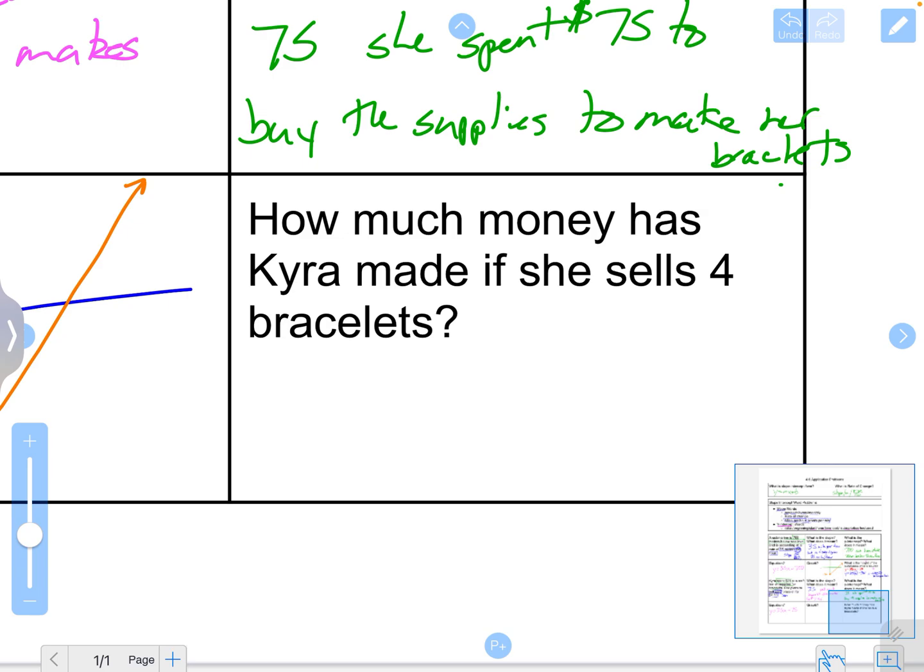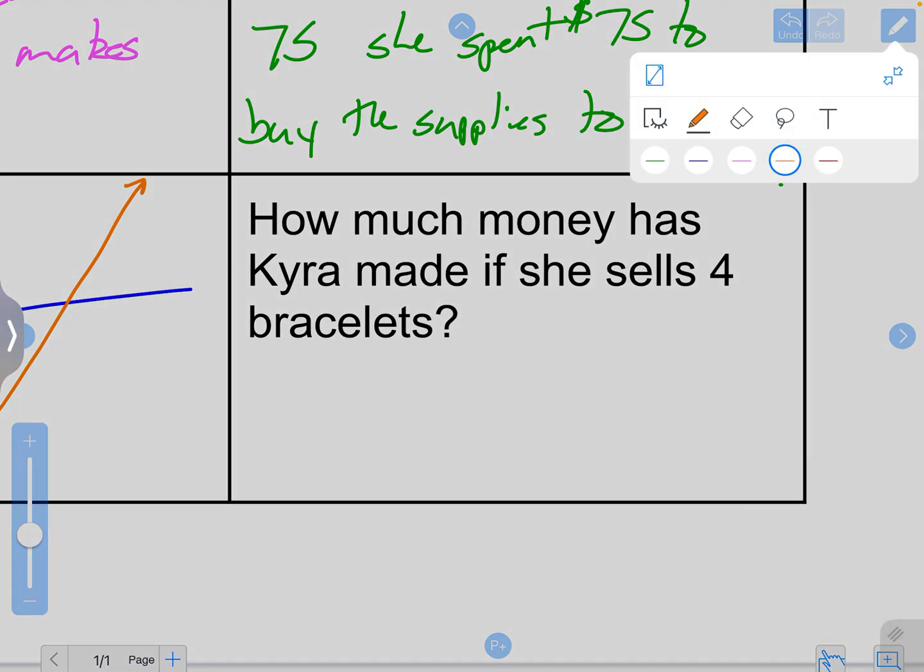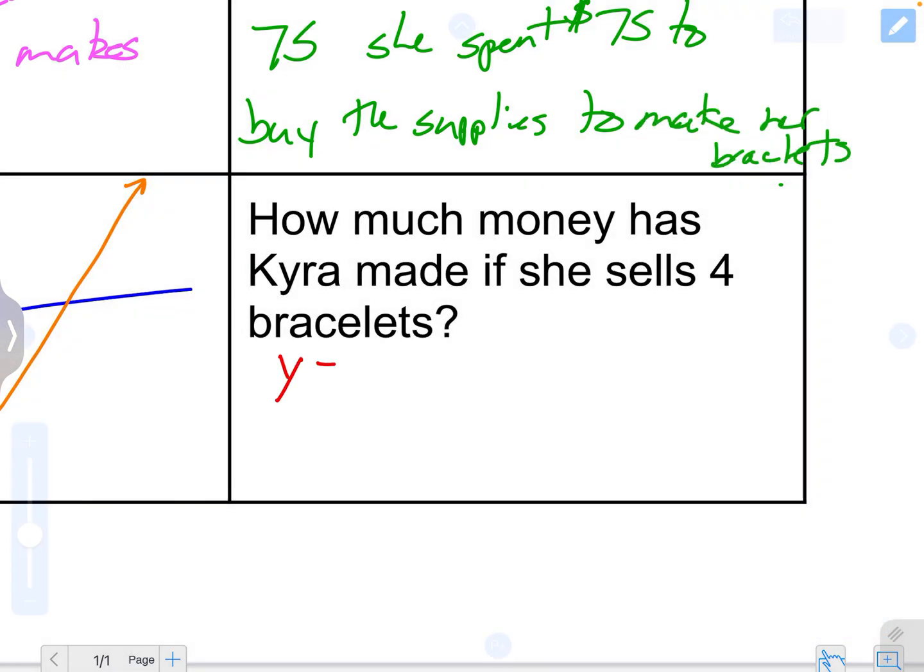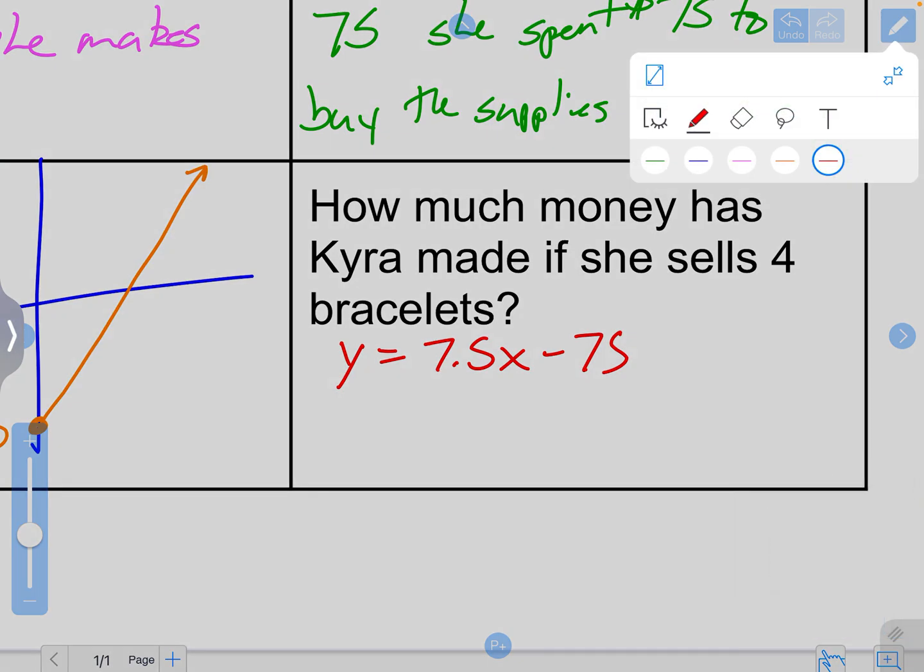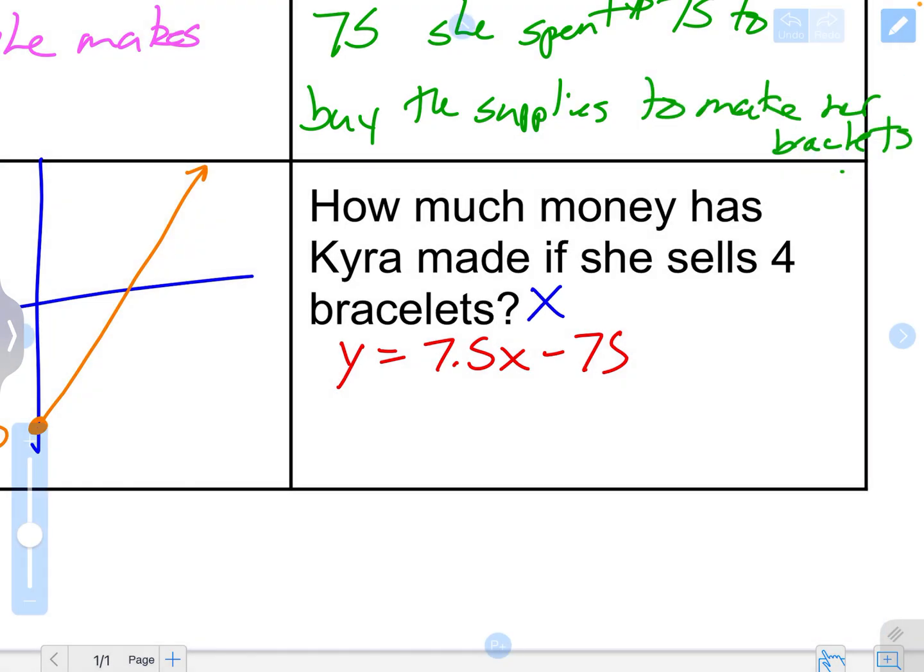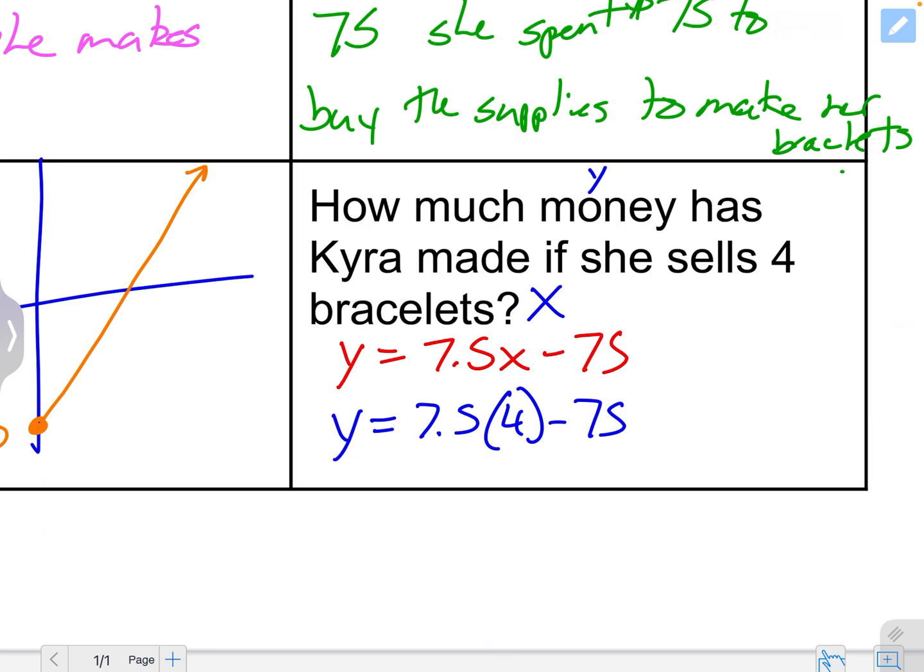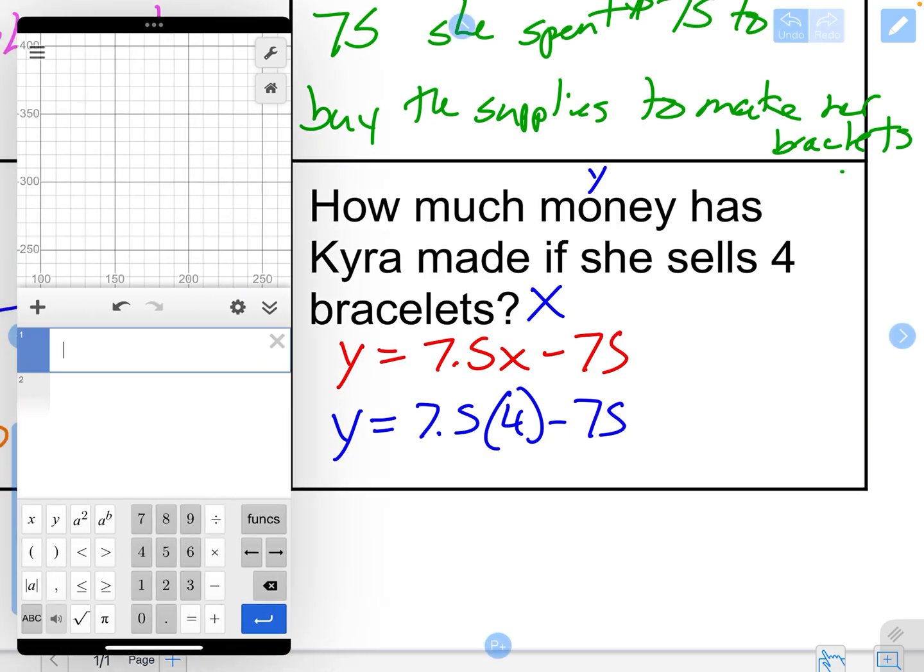How much money has Kyra made if she sells 4 bracelets? Our equation is y equals 7.5x minus 75. Bracelets is our x, money is our y. So y equals 7.5 times 4 minus 75. Let's fill this in on Desmos: 7.5 parentheses 4. The parentheses just tells Desmos to multiply. I'm going to subtract 75.